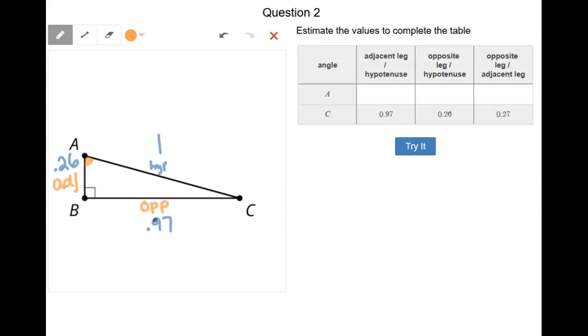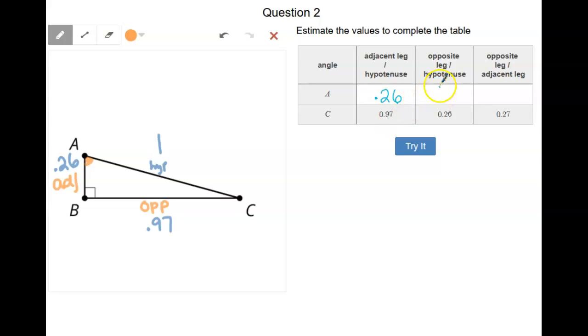Because we're looking at it from a different perspective, if we were to take the adjacent divided by the hypotenuse for angle A, we would be taking 0.26 divided by 1. So 0.26. And what you should notice is that it's the same as the opposite over the hypotenuse for C. Because these two are the same length, it's just which angle you are looking at it from. So for A, it's the adjacent over the hypotenuse. For C, it's the opposite over the hypotenuse.